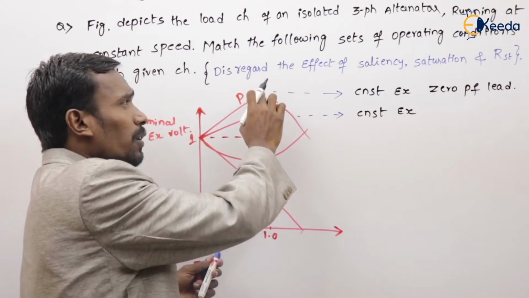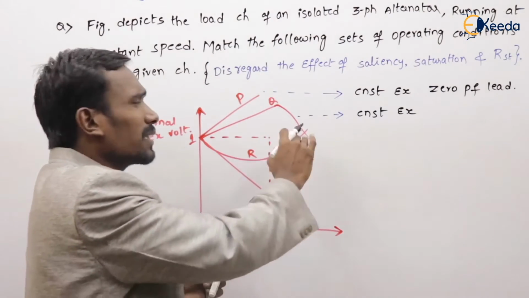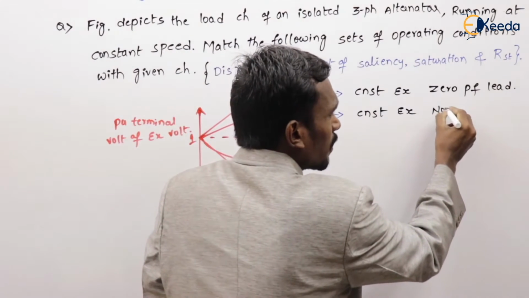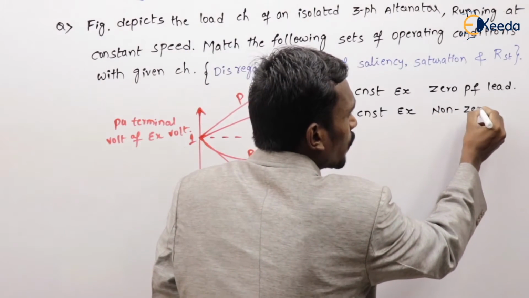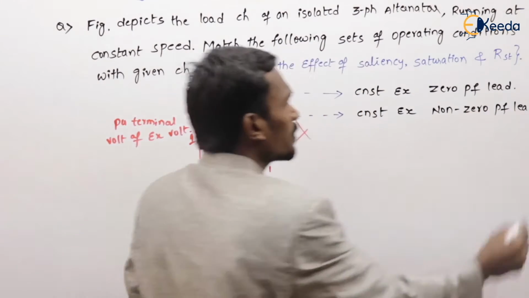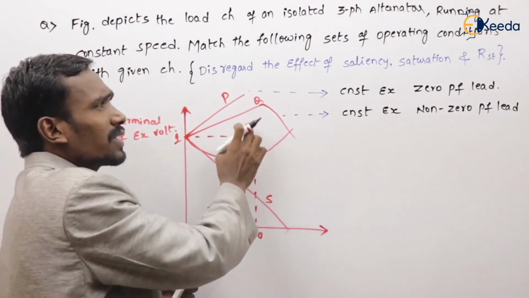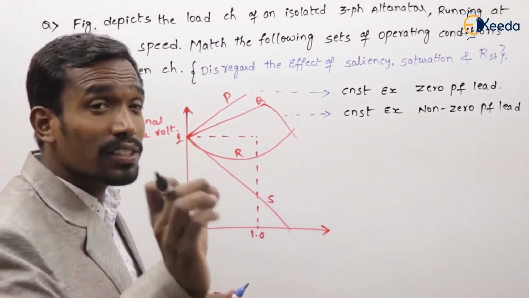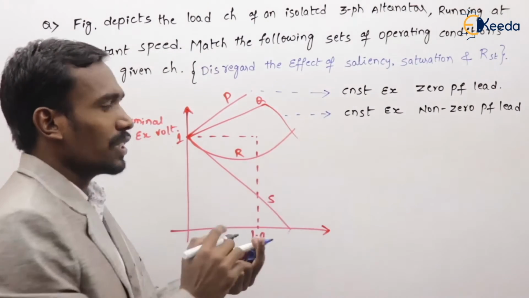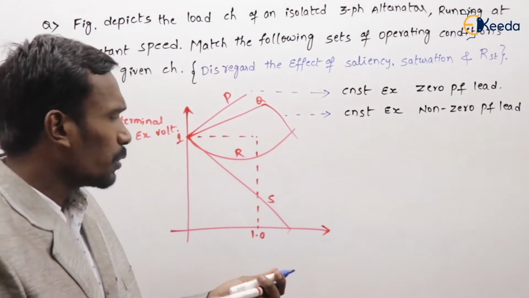This is zero power factor leading, but this one is less than zero power factor leading, though not unity power factor. That's why this represents non-zero power factor leading. These two are for constant excitation, zero power factor leading and non-zero power factor leading. Okay, what about the remaining two?